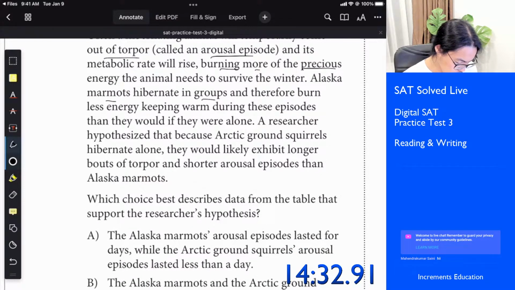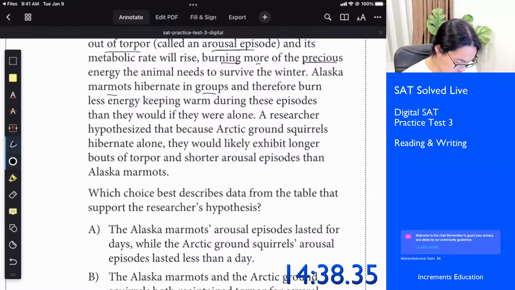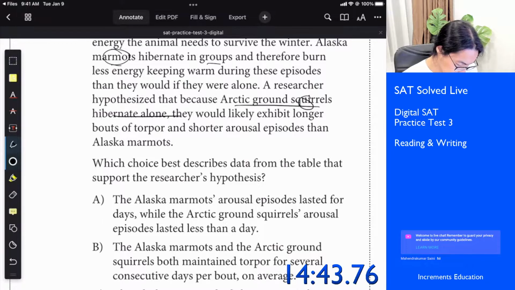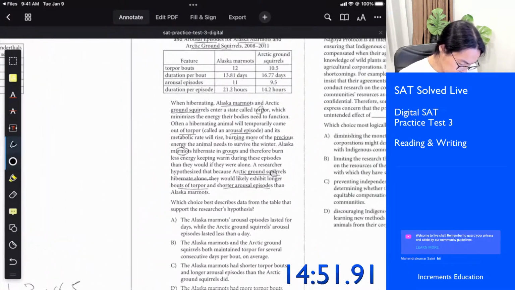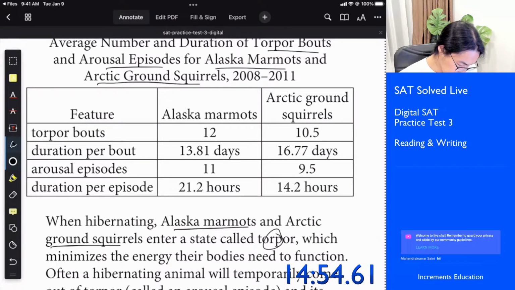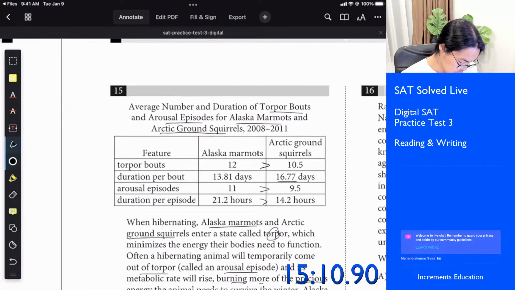They hibernate in groups, therefore burn less energy keeping warm during these episodes than if they were alone. Hypothesized because the squirrels are alone, whereas these marmots are in groups. They would have to be more efficient. So squirrels have to be more efficient. So we have to just find the squirrels had fewer torpor bouts, longer torpor bouts, fewer arousals, shorter arousals. Okay, fewer.